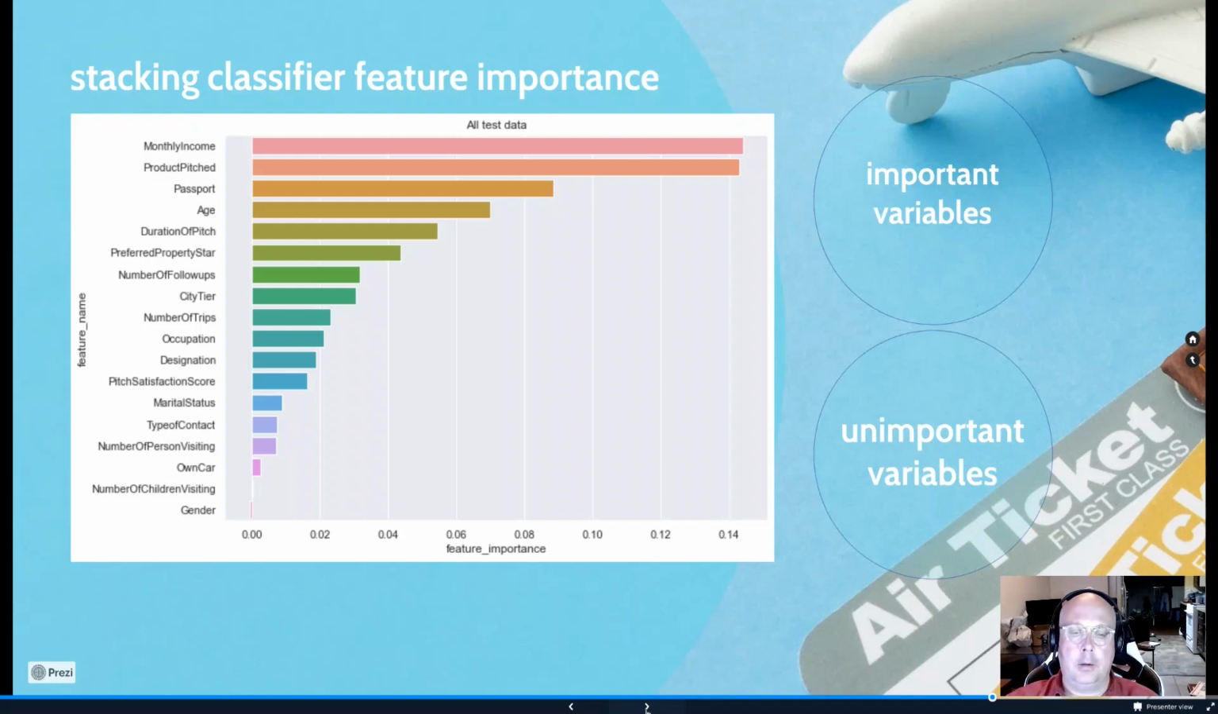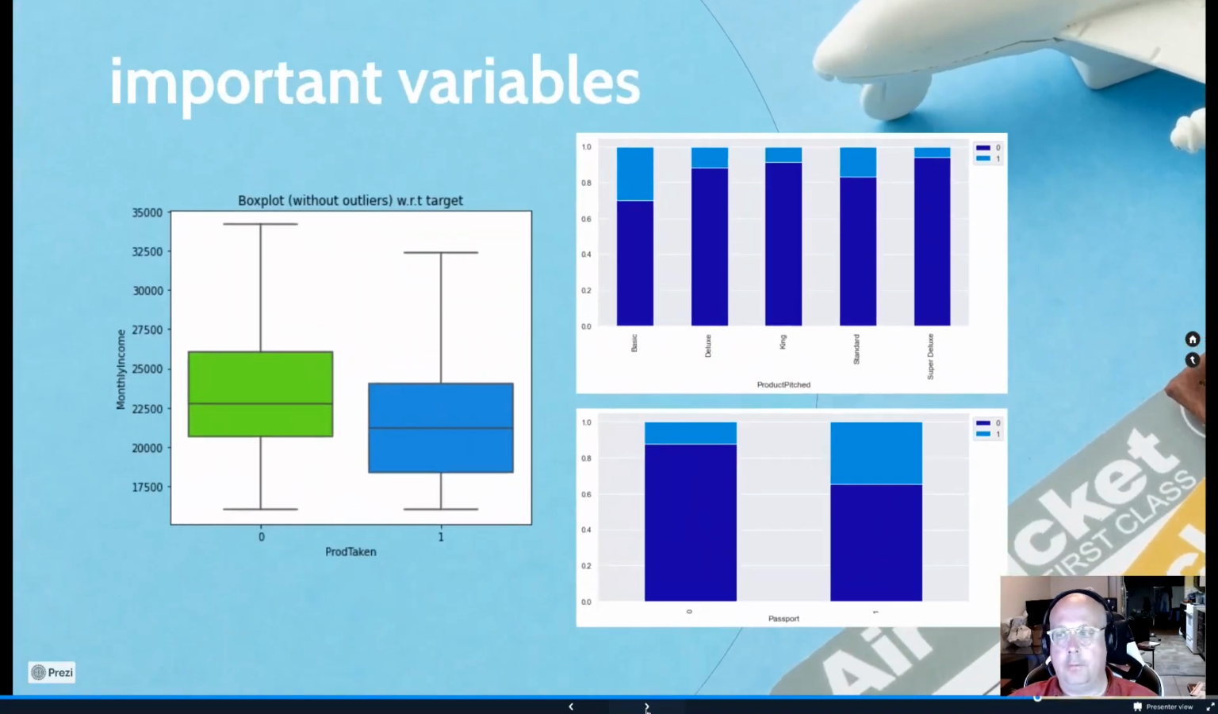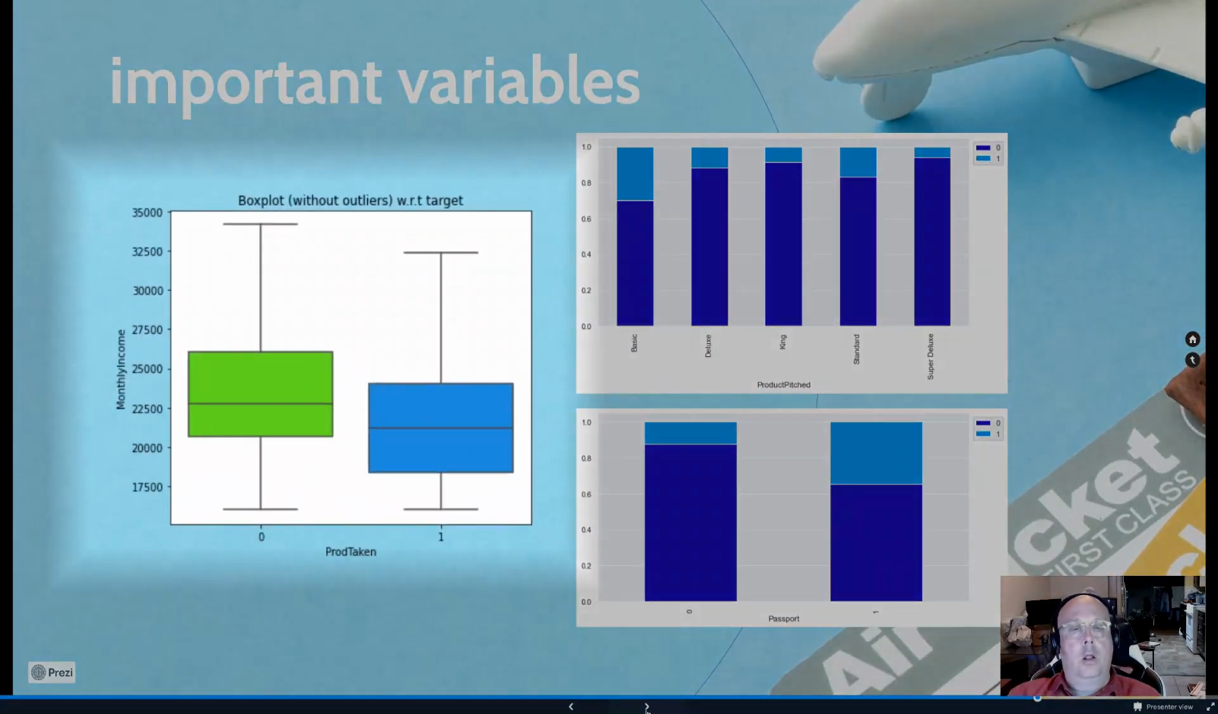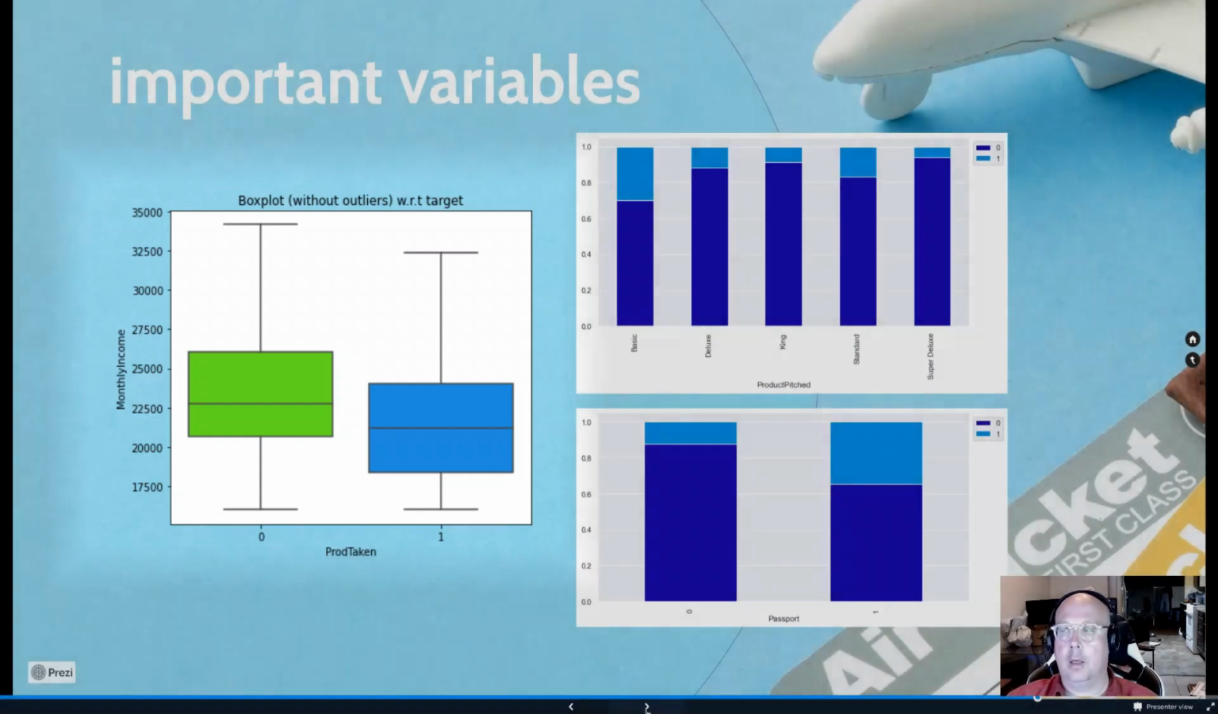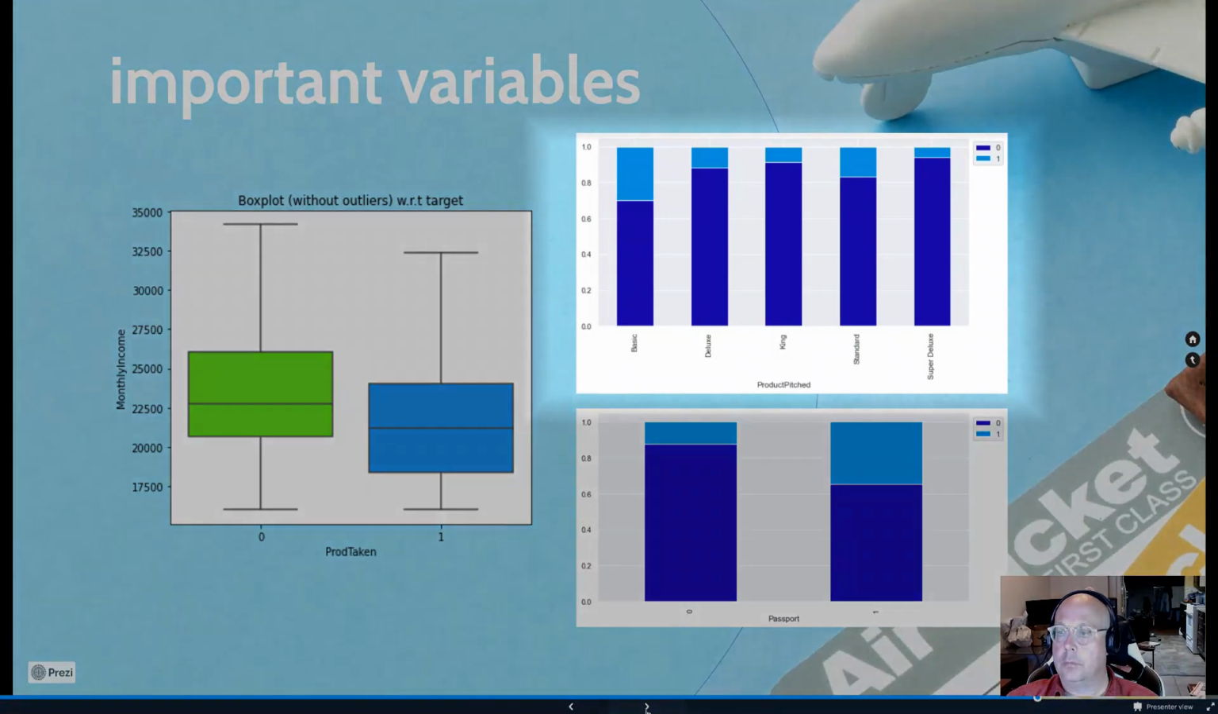Let me explain by taking a look at the top three variables. Looking at the box plot, we see that buyers, people who did purchase a package, had, broadly speaking, a bit less monthly income than non-buyers. Looking at the product pitched, the categories are arranged alphabetically, but notice how take-up declines as the luxury level increases. See how pitches for basic and standard result in a higher percentage of sales than, say, King or Super Deluxe.